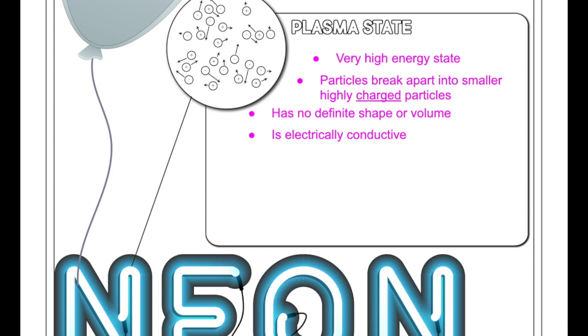Okay, so it doesn't need things like metals in order to conduct electricity. If you have a plasma substance, it can transfer electrical charge. So examples of this are neon, like neon signs, lightning, and also the cores of stars are made up of plasma. So it's a very, very high energy state.